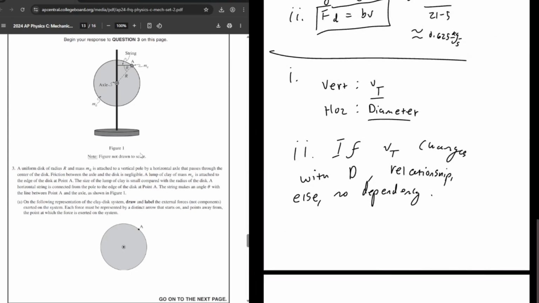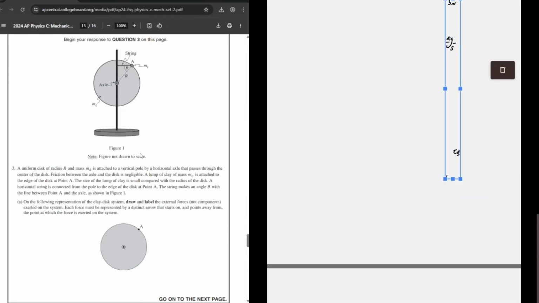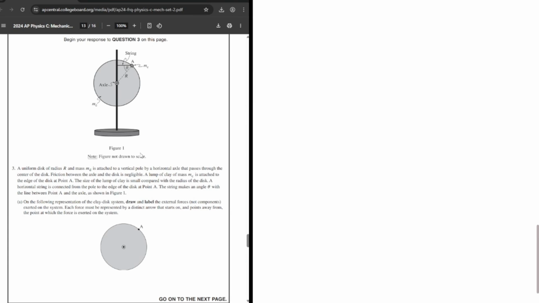Dang, I'm going to keep having to clear this because I'm running out of space. Okay, this is a torque problem. A uniform disk of radius r and mass md is attached to a vertical pole by a horizontal axle that passes through the center of the disk. Friction between the axle and the disk is negligible. A lump of clay of mass mc is attached to the edge of the disk at point A. The size of the lump of clay is small compared with the radius of the disk.